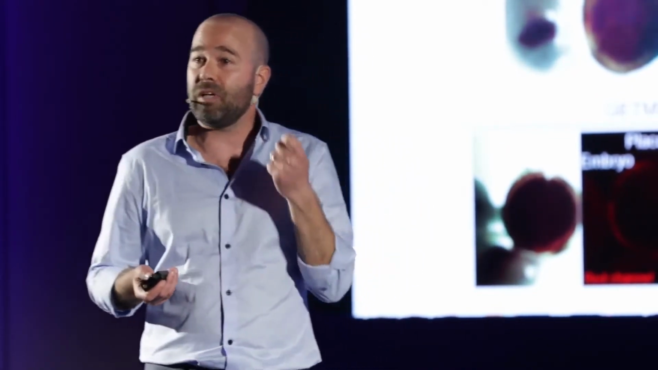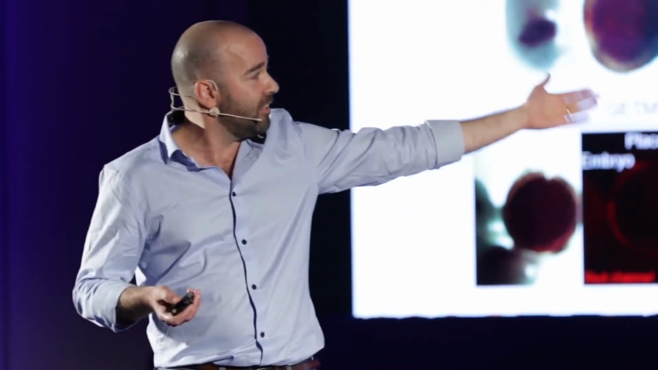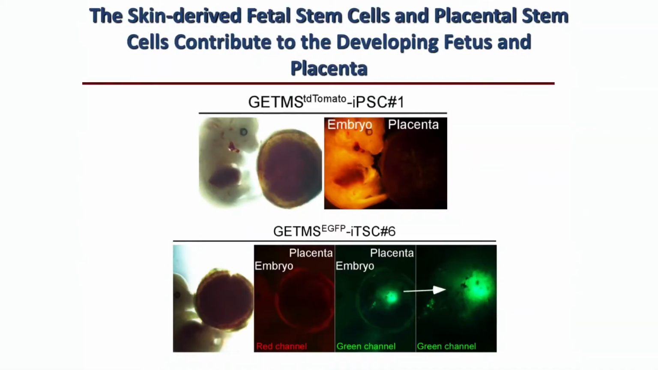We did exactly the same experiment for the placental stem cells, but this time we stained them green. And at the bottom, you can see that the embryo is negative and the placenta is positive with green. This indicates that not only do they look like the real thing, they also behave properly and they are fully functional. And this is great.